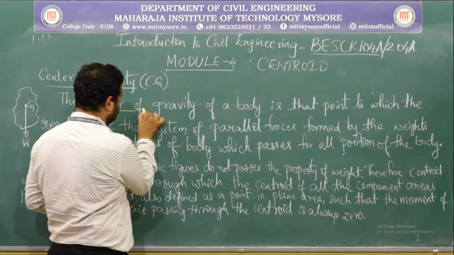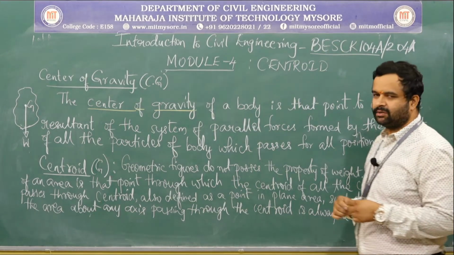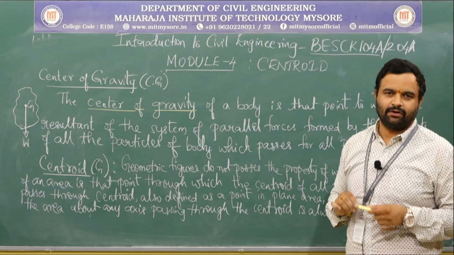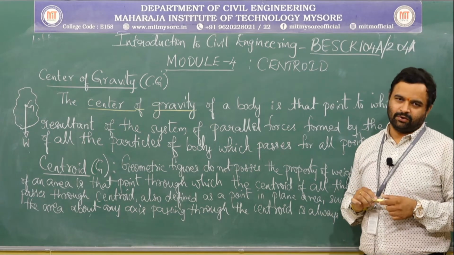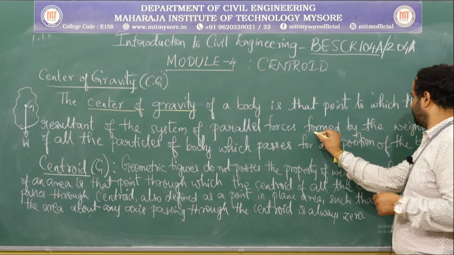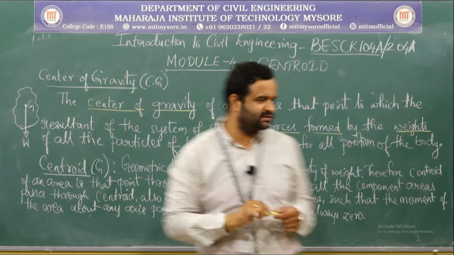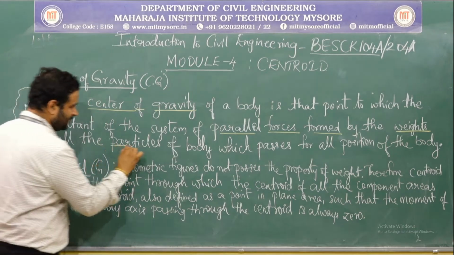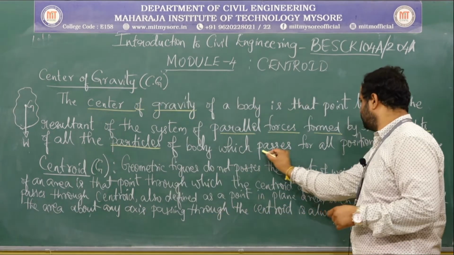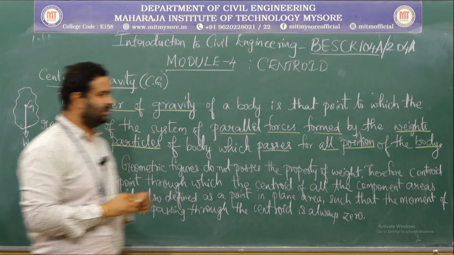The center of gravity of a body is that point to which the resultant of the system of parallel forces formed by the weights, very important, weights of all the particles of a body passes, for all positions of the body. This is nothing but the center of gravity. See, now you know how to determine the resultant of various forces from the previous module.